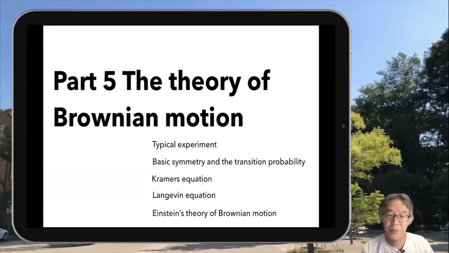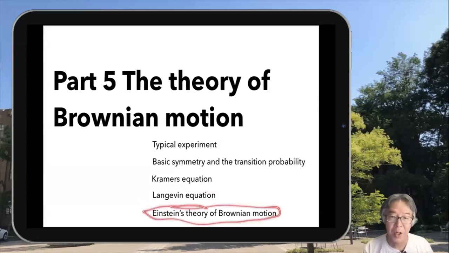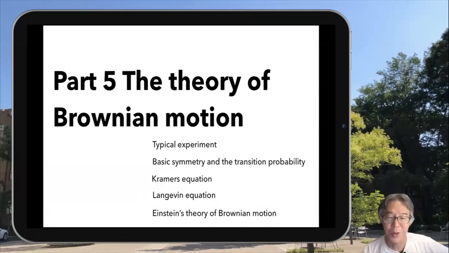Welcome back to part 5, which is the final part of this lecture. Here we discuss the theory of Brownian motion, which is usually discussed in the beginning of a lecture or a textbook on non-equilibrium statistical mechanics. But here we're going to discuss the standard topics like the Langevin equation and Einstein's theory of Brownian motion based on the modern approach that we have been developing. So this may be a climax or an anticlimax, you will see.